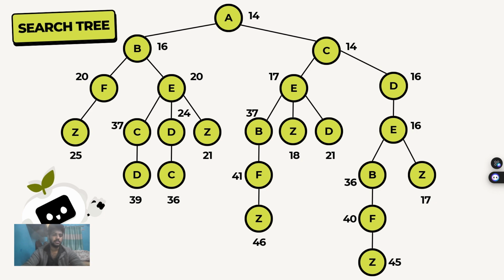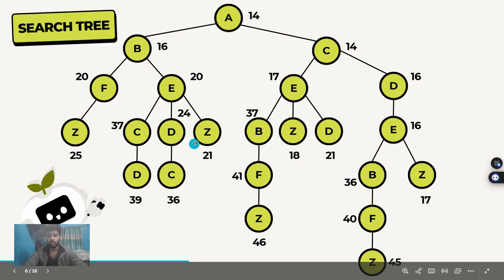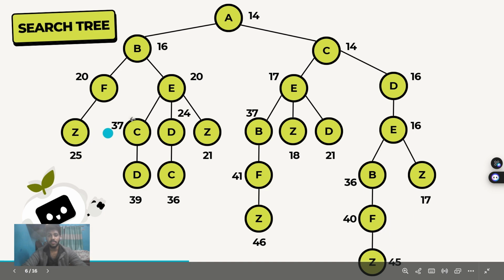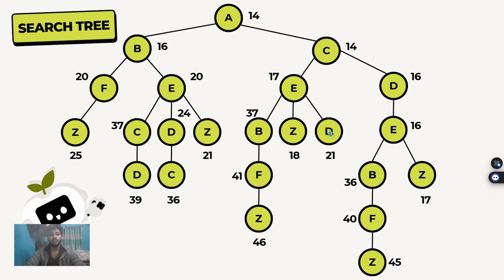From this search tree, we are going to find the optimal path, the optimal solution. Here Z is our goal node, and there are different ways to reach Z. You can see here Z has 25, here Z has 21, here 18, here 17, 45, 46, and so on. There are different ways to reach Z, but we are going to find the optimal, shortest path to reach Z. So let's get into it.